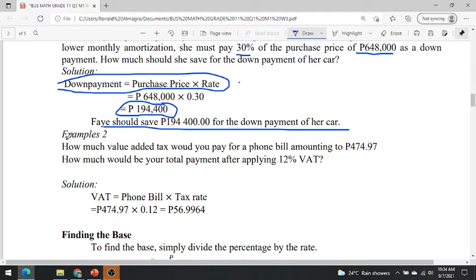Next, the example 2. How much value-added tax would you pay for a phone bill amounting to 474.97 pesos? How much would be your total payment after applying the 12% VAT? So, pag may VAT, value-added tax, siyempre, ang government, nagasingil dyan na siya og VAT. Kana nga tax, kana imong ginabayaran nga tax, ginagamit pud na siya para sa ato ang kaugmaon. Pag mahal ang isa ka item, dako-dako pud ang imong tax nga ginabayaran.